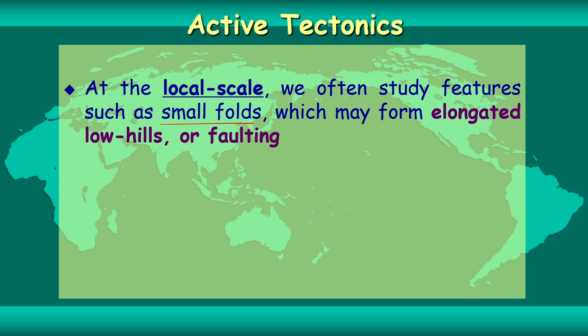Now at the local scale, how will you see these features or landforms? Then we often study features like small folds, which may form elongated low hills, or faulting. Faulting is basically where you are talking about the discontinuities. So small folding. Let me just put here, if you have layers which are deposited, either sediments or rocks, and then when they are subjected to stress, or forces, then what you are going to see is the fold.